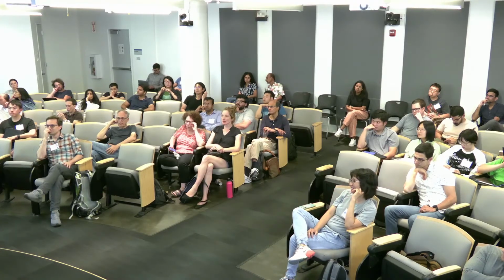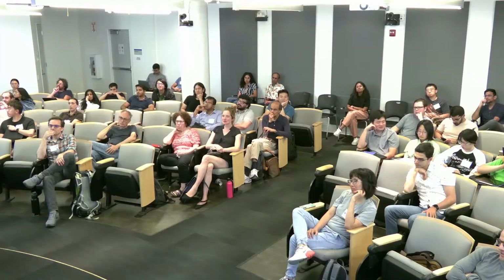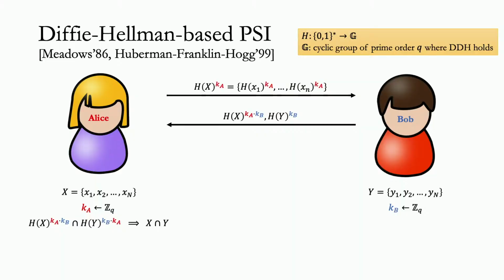Okay, let me continue with this. Any other questions before? Okay, cool. So here, Bob computes h(y_i) raised to the power k_b and sends to Alice, and then Alice will raise all these elements to the power k_a. So if there is an element in the intersection, then it's going to be both here and here: h(x_i) raised to the power k_b, and h(y_j) raised to the k_b k_a. So it's in the intersection, and then Alice can identify the intersection.